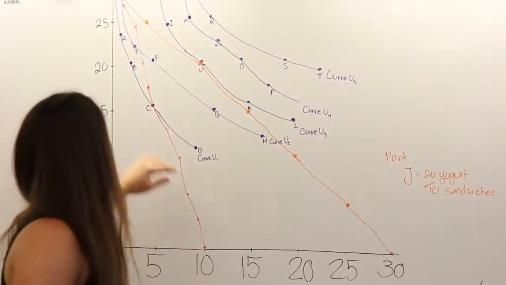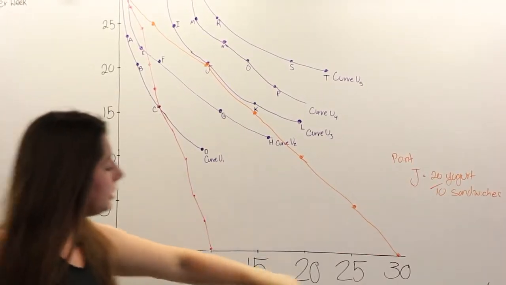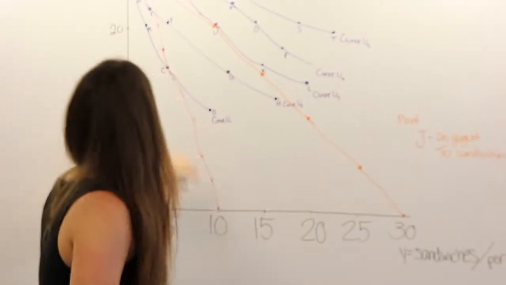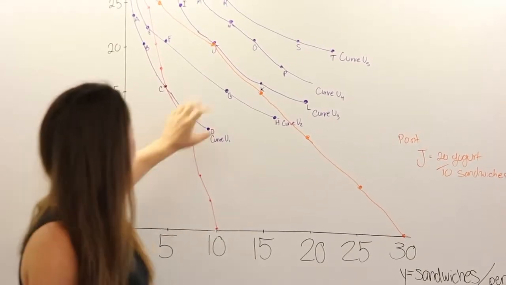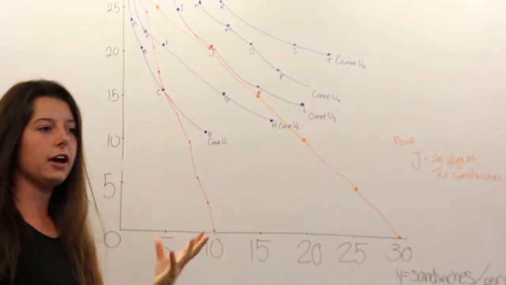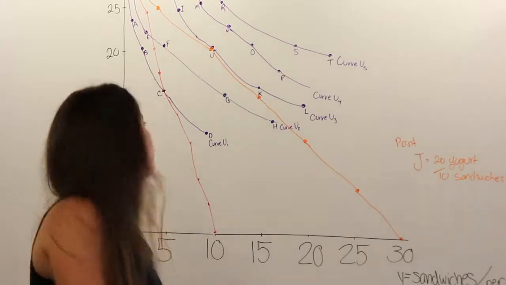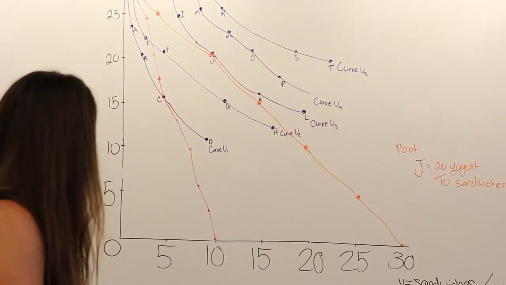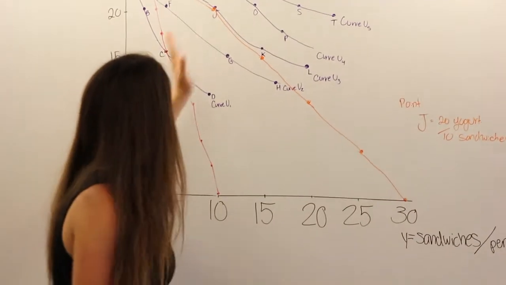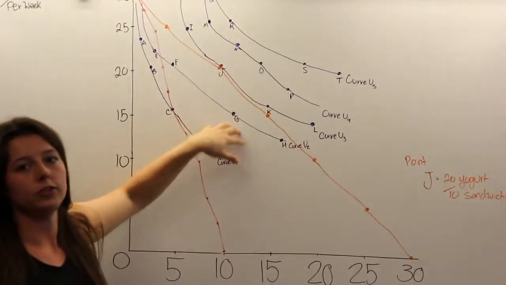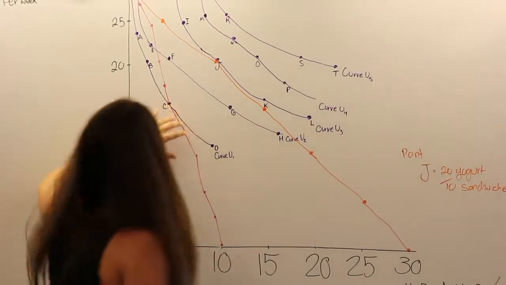So for the new budget line, the price of sandwiches is now changed to $1.20, equaling the price of yogurt, which is $1.20 also. This causes the budget line to move out to the right because now you can buy more sandwiches, and that allows you to get more units of sandwiches per week. Therefore, the budget line increases, allowing more indifference curves to enter into the graph. So now we have a higher utility-maximizing point, J, which gives us 20 yogurts and 10 sandwiches per week.